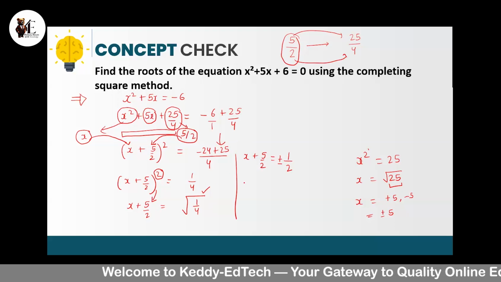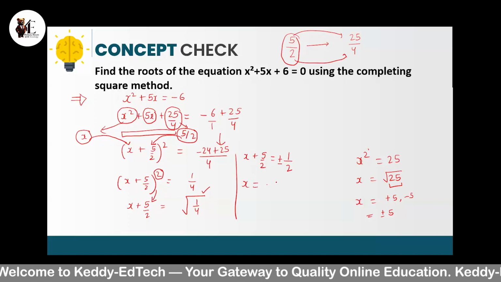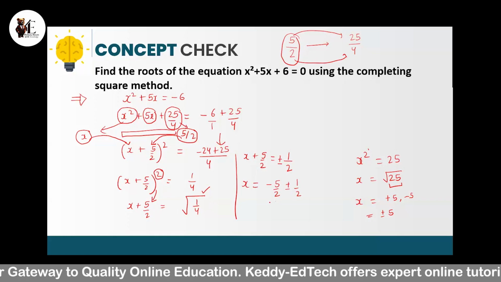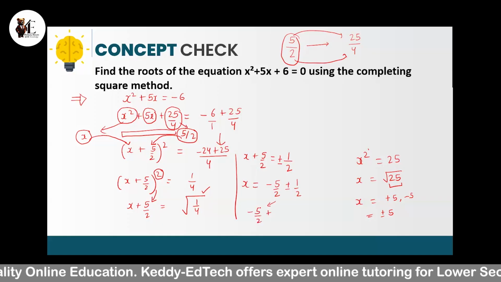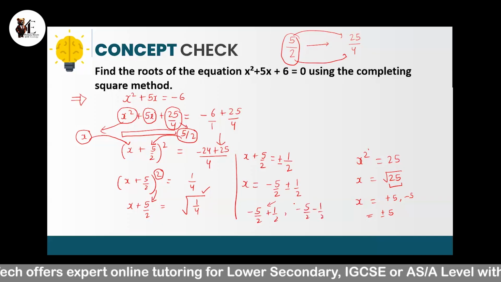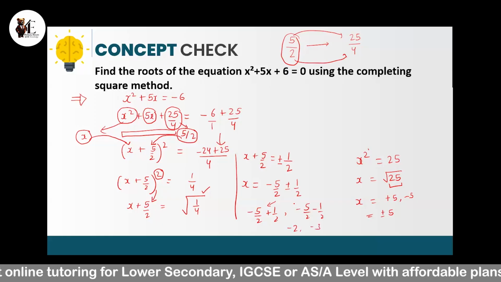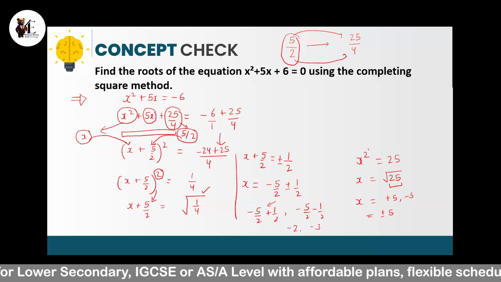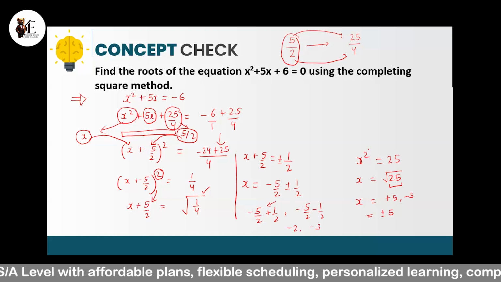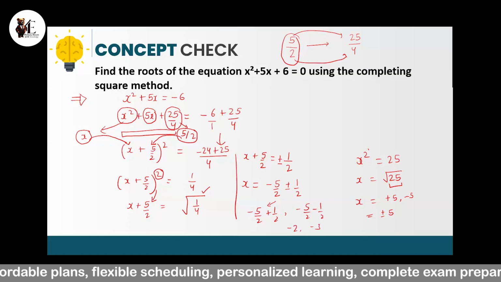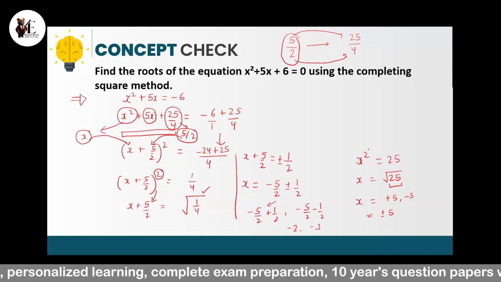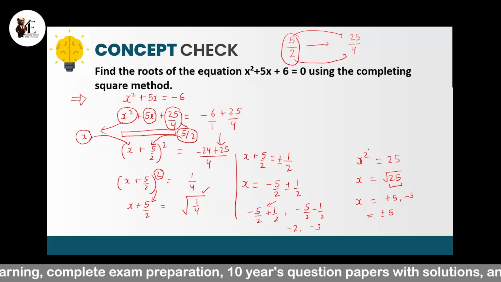Then you have to shift the positive 1/2 to the other side. Now you have to solve in a similar way. You have to take the positive sign for one, then the negative sign. So after solving, you will get -2 and -3. Since we have to find the roots, it means we have to find the value of x. If it isn't written that you have to do it by completing the square, you can do it by the quadratic formula also. I think you are much more comfortable with that method.